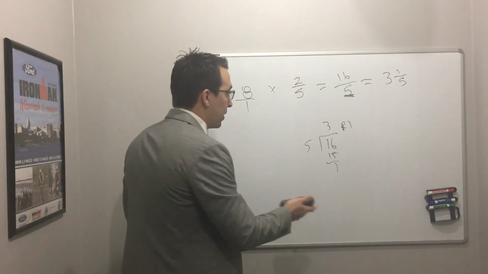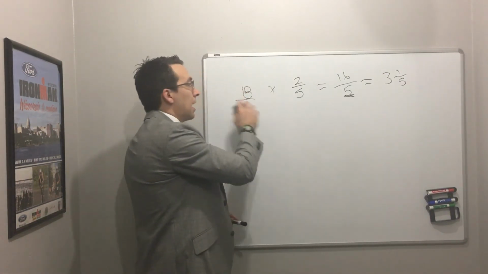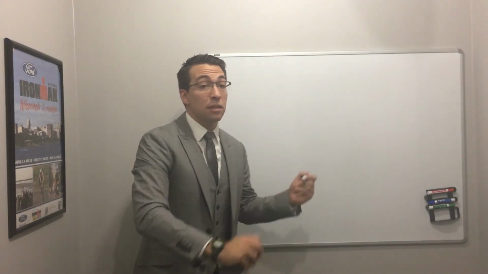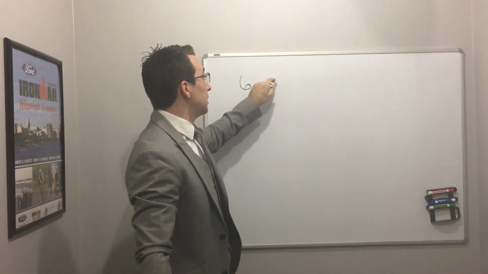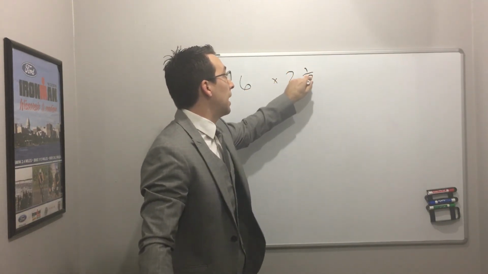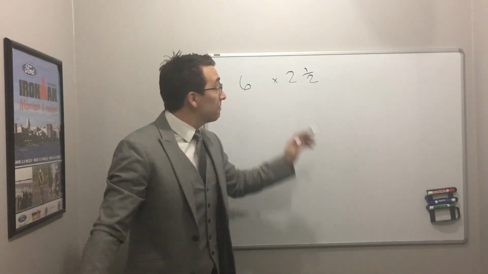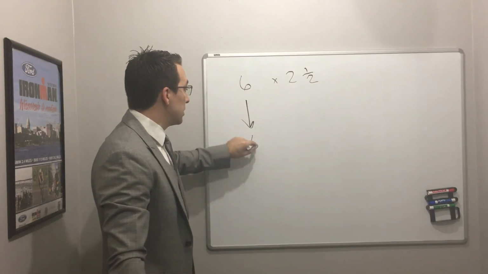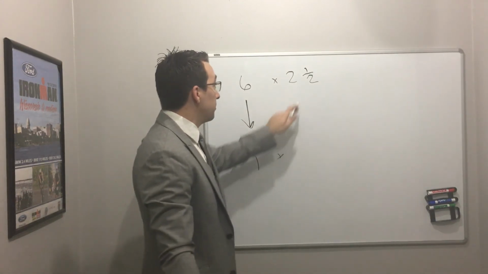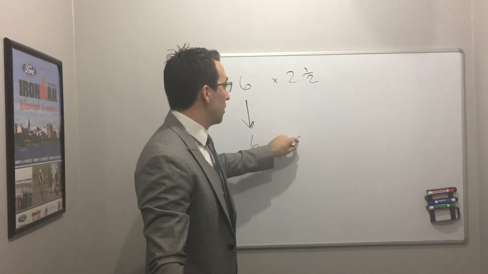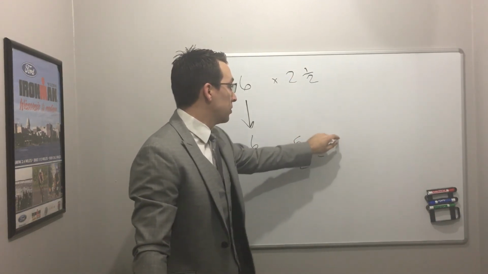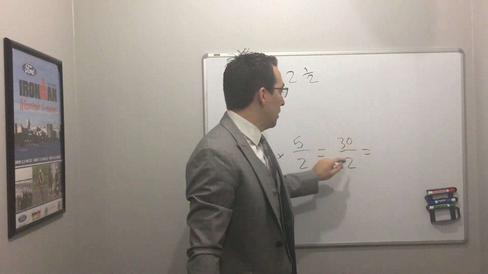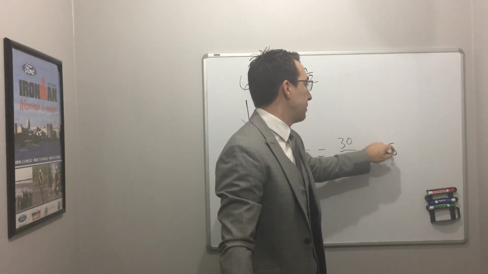All right. So the key here with multiplying whole numbers times mixed numbers, let's say 6 times 2 and 1/2. Okay, you have to take the mixed number to a fraction. You have to take the whole number to a fraction. So what does that turn into? 6 over 1 times 2 times 2 is 4 plus 1. 5 over 2 equals 30 over 2. Oh man, look, that's awesome. What's 30 divided by 2? 15 is my final answer.